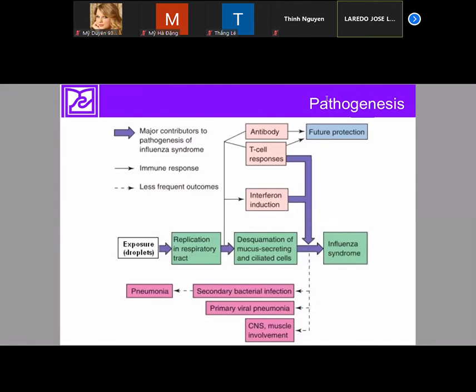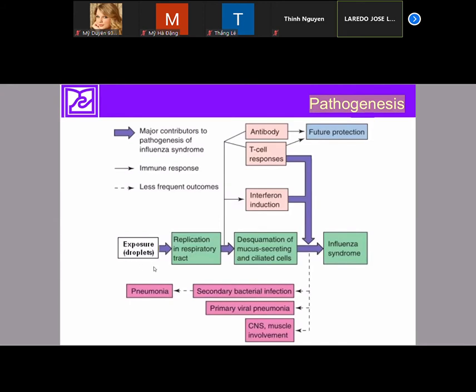So look, this is the pathogenesis of influenza. The pathogenesis of influenza is not easy to understand because the damage, as always, depends on two factors. Damage depends on the virus and damage depends on the immune response. Both.